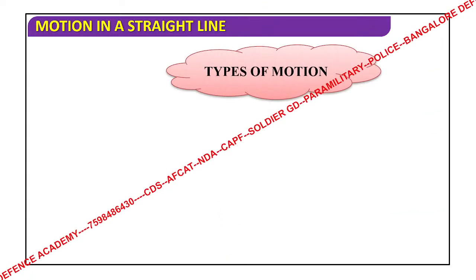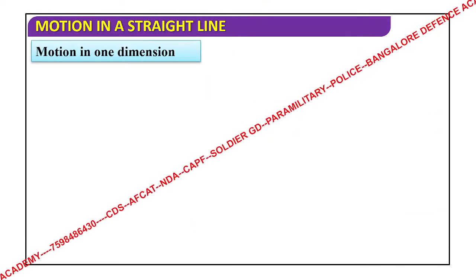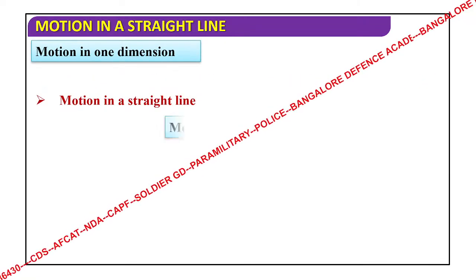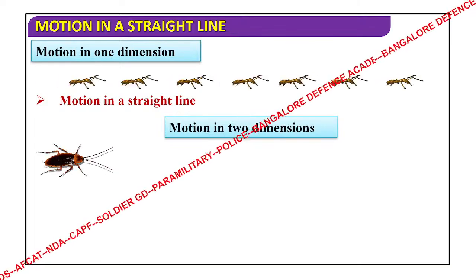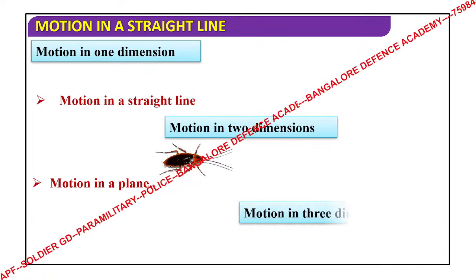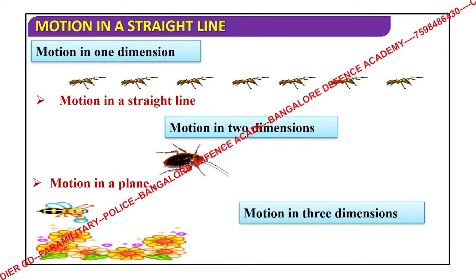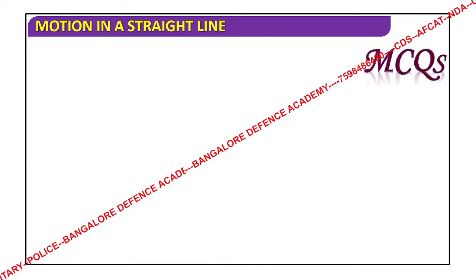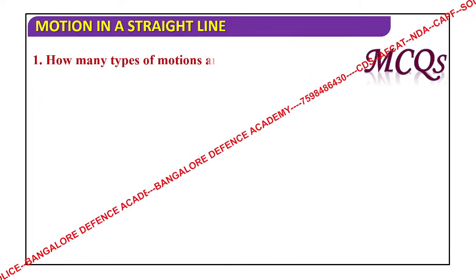Next, types of motion. We have seen motion in one dimension. So one dimension motion is called motion in straight line. Motion in two dimensions, we have seen an example of a cockroach, that is called motion in plane. And then we have motion in three dimensions, we have seen an example of a honeybee, so this is called motion in space. Now try to answer this question.